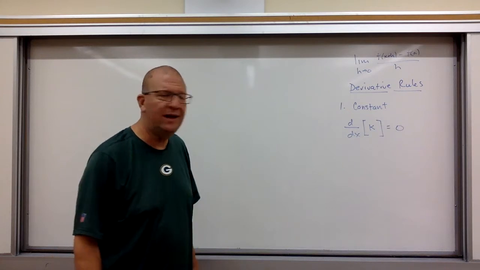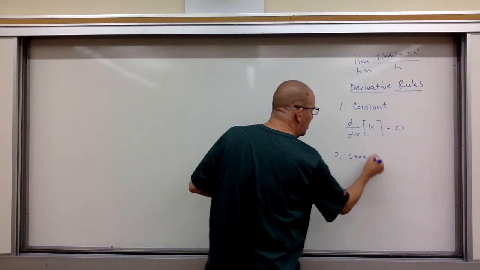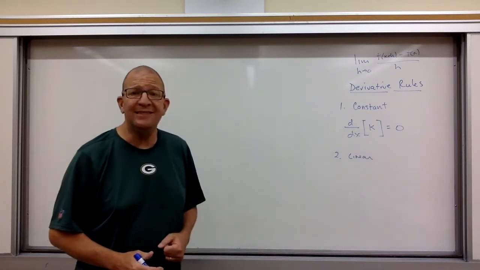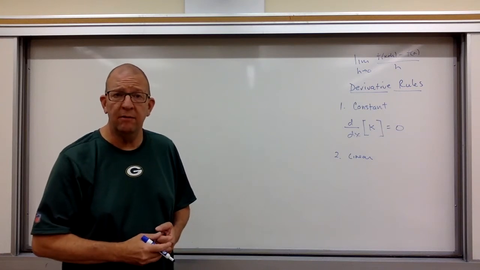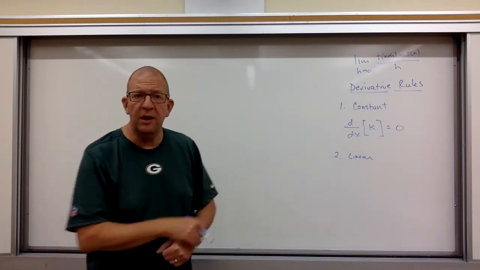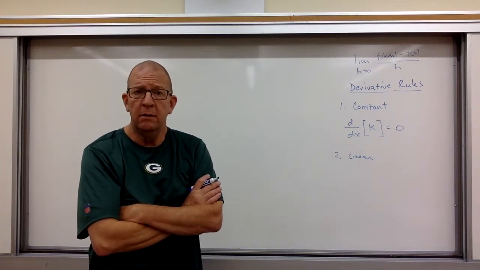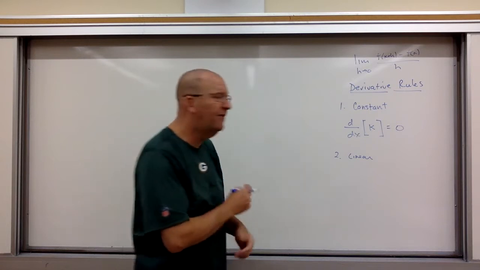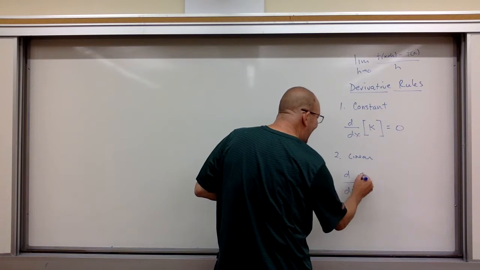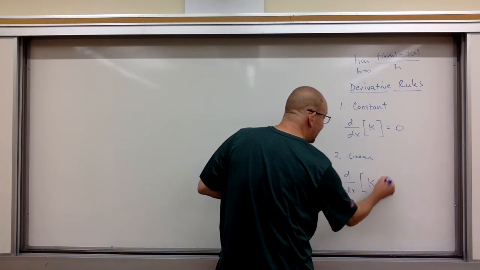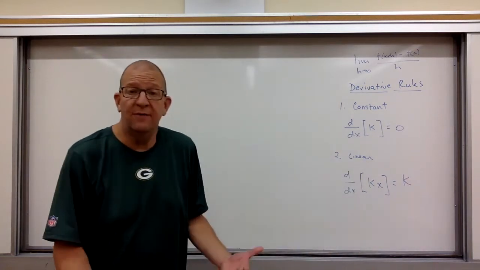How about a linear function? Well, you've been doing these since middle school. What's the slope of y equals 3x minus 5? That's right, 3. What's the slope of y equals 1/2 x minus 4? That's right, 1/2. So in other words, it's the derivative with respect to x of some constant times x, and it's that constant, whatever the slope is.